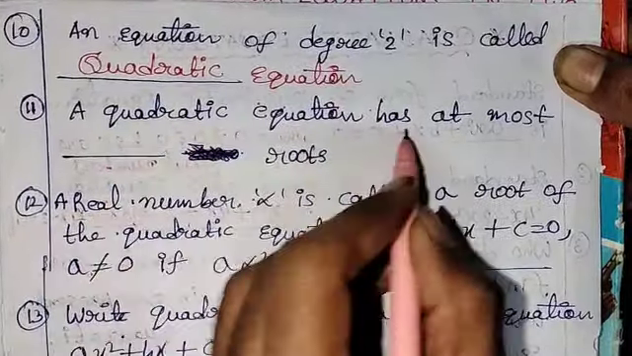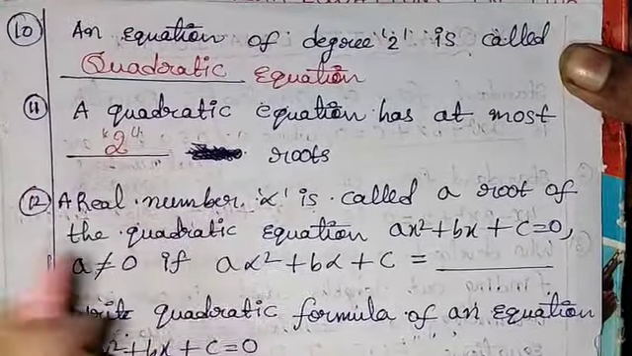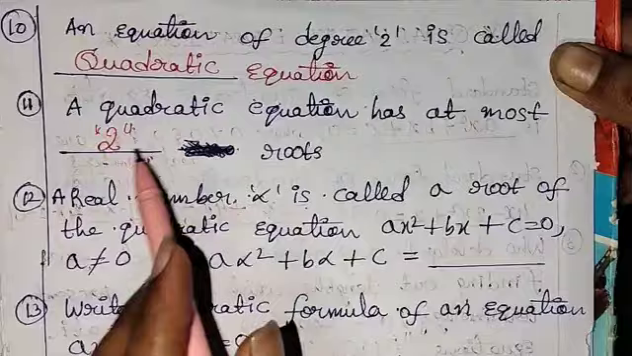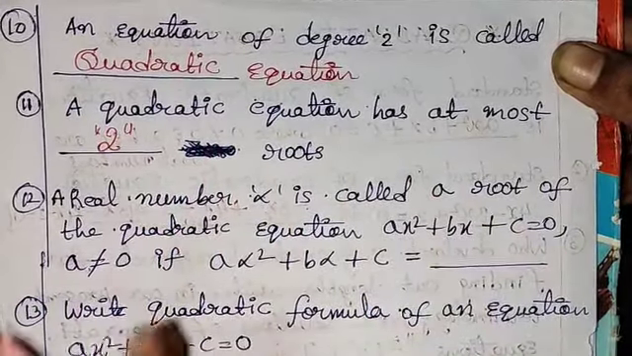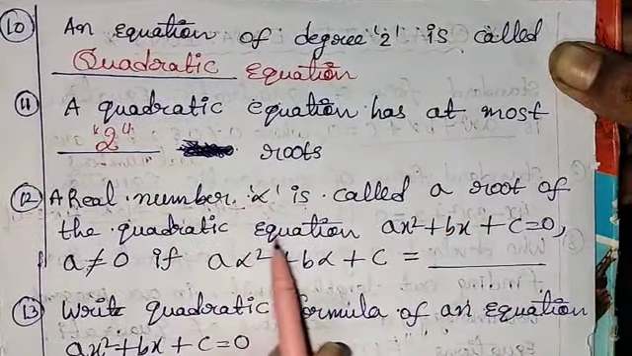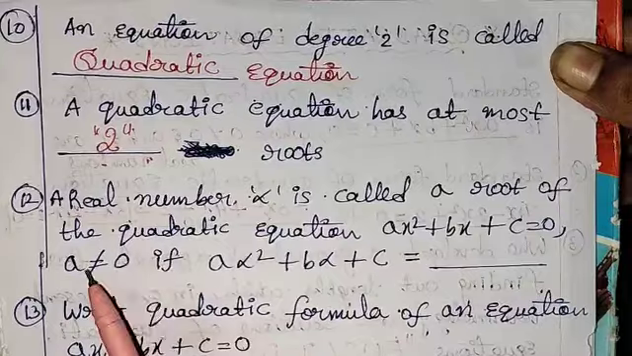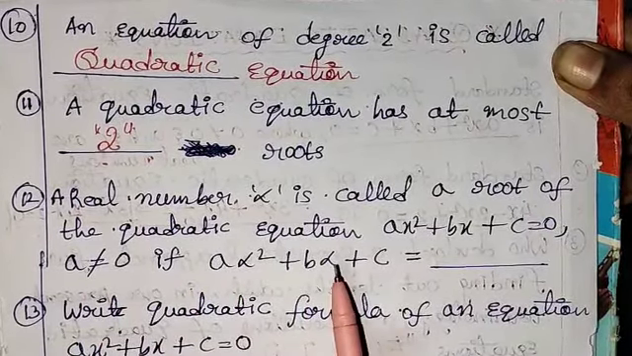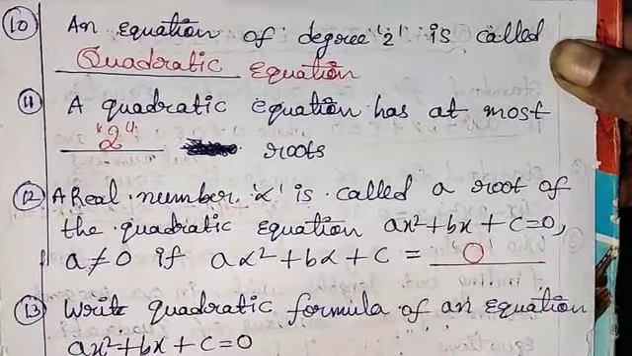A quadratic equation has at most how many roots? 2 roots. A quadratic equation has at most 2 roots. A quadratic polynomial has at most 2 zeros. A real number alpha is called a root of the quadratic equation ax² + bx + c = 0, a ≠ 0, if aα² + bα + c = 0.